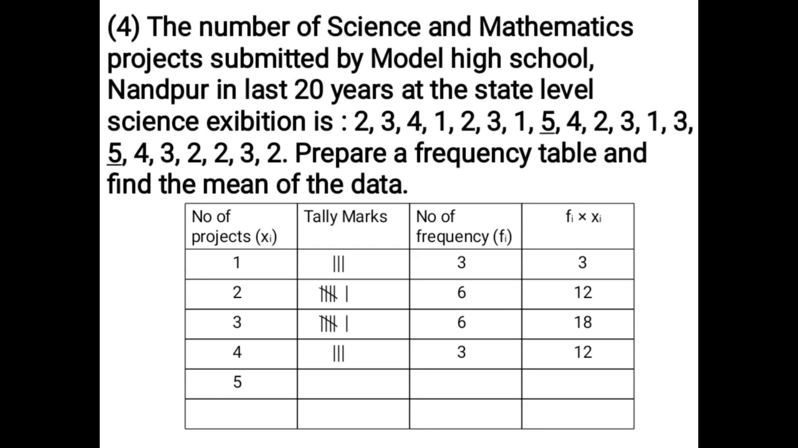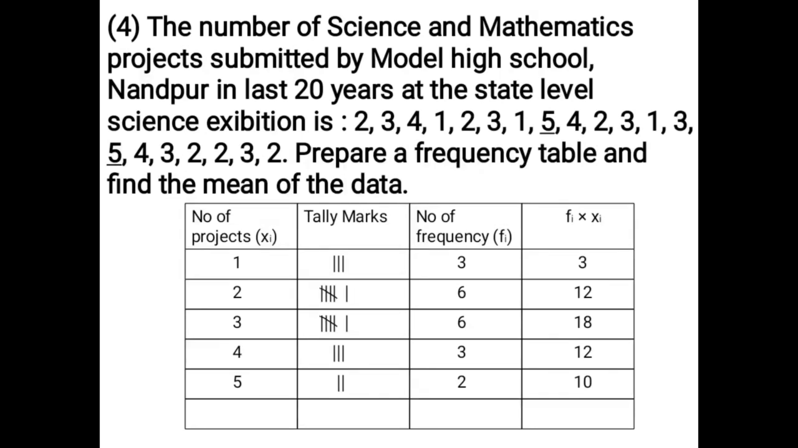Now you have to underline and count project number 5. Project number 5 only is 2. So you have to mark 2 tally marks now. If tally marks is 2, number of frequency is 2. Then you have to multiply fi into xi, that is number of frequency into number of projects. 2 fives are 10.